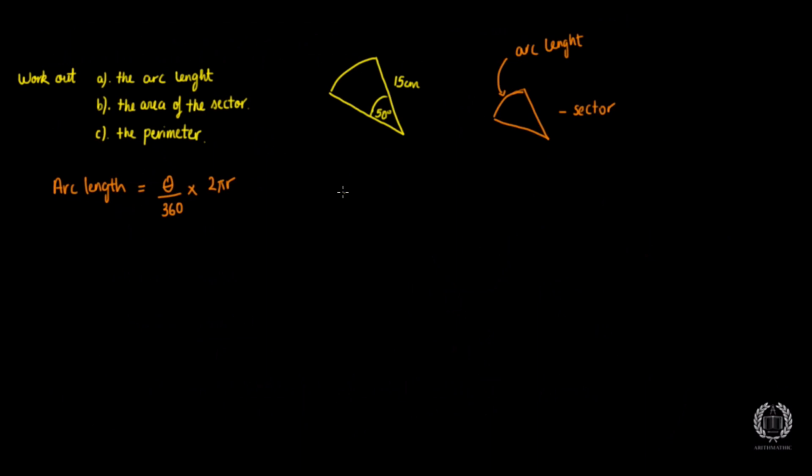Now if we want to find the area of the sector, which is another formula, area of sector equals theta over 360, the same thing as the arc length, theta over 360, but the only difference now is because we're talking about area, we're going to multiply it by pi r squared. And that is the formula for area of sector. So these two formulas you need to know.